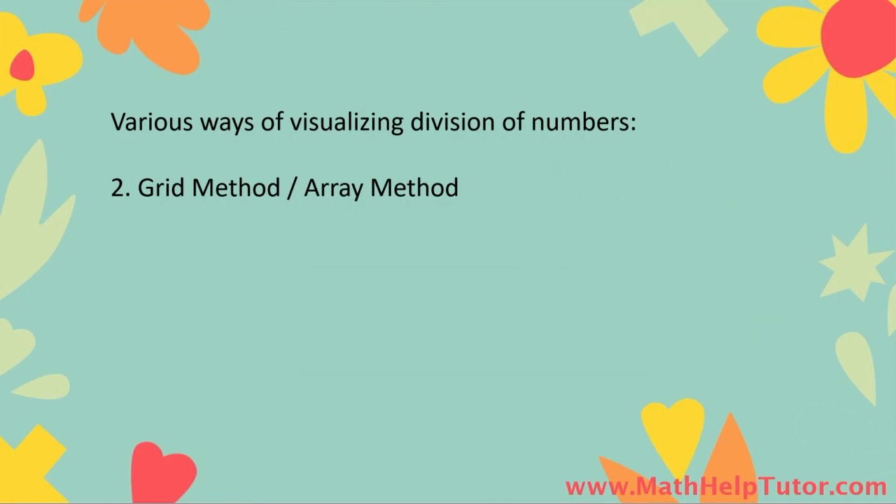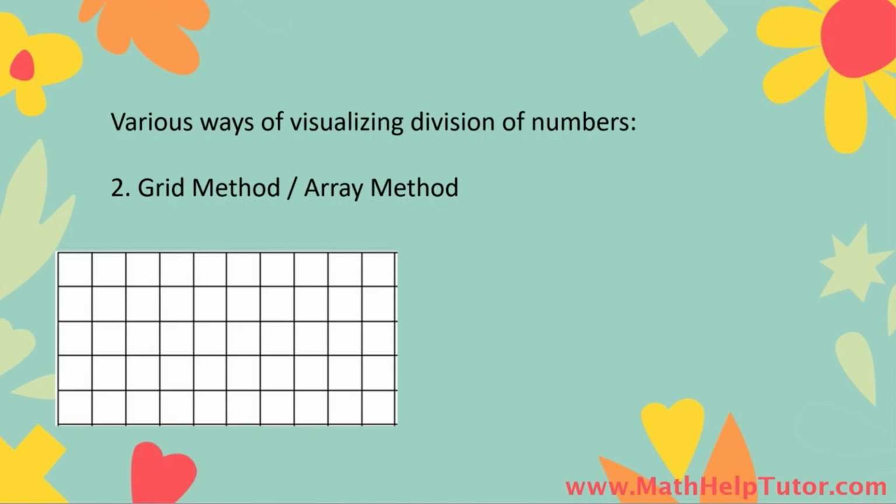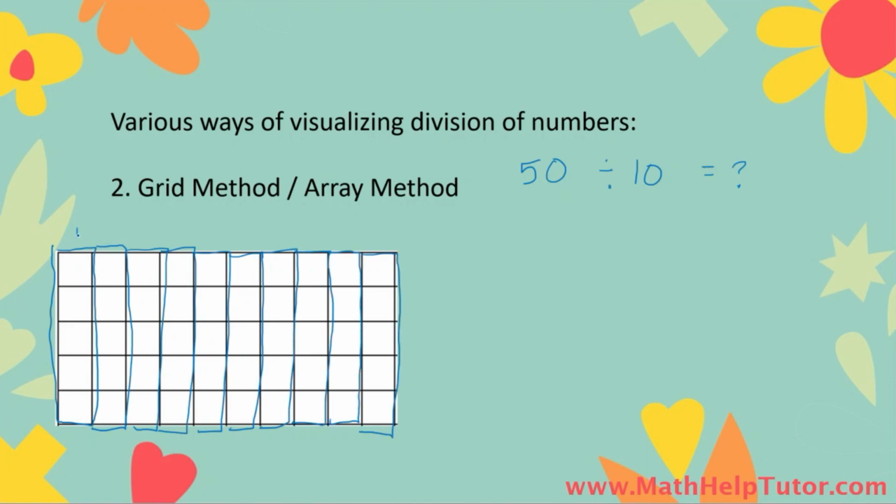Let's now try a bigger number, say 50. So here we have a grid or an array with 50 boxes in it. If we divide 50 boxes by 10, what is the answer? We can write this problem down as 50 divided by 10. So to answer this problem, we can create 10 sections within 50 boxes and then count the size of each section. We can see that our answer is 5. The size of each section when we divide 50 boxes into 10 equal segments is 5.